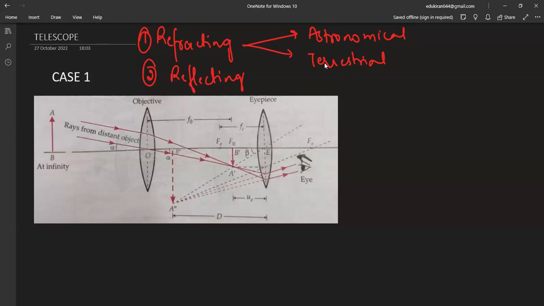Final image is formed as erect one in this. Here this was inverted. This we will see also. You can check here also this image formed is inverted. Here in terrestrial, image formed is erect.